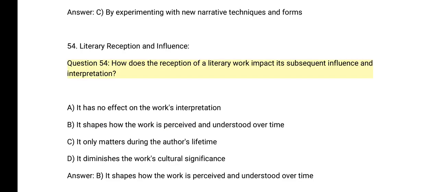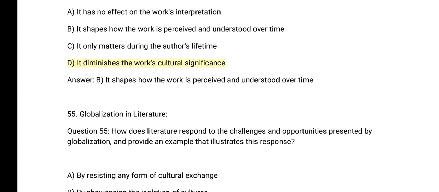54. Literary reception and influence. Question 54. How does the reception of a literary work impact its subsequent influence and interpretation? A. It has no effect on the work's interpretation. B. It shapes how the work is perceived and understood over time. C. It only matters during the author's lifetime. D. It diminishes the work's cultural significance. Answer: B. It shapes how the work is perceived and understood over time.